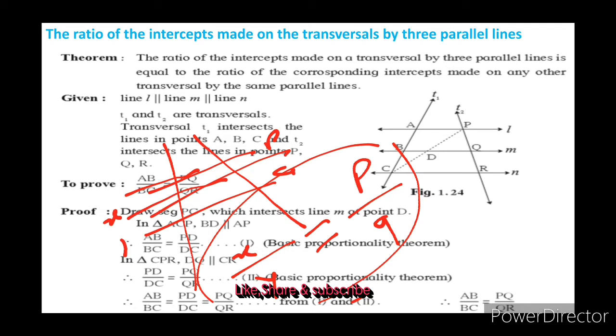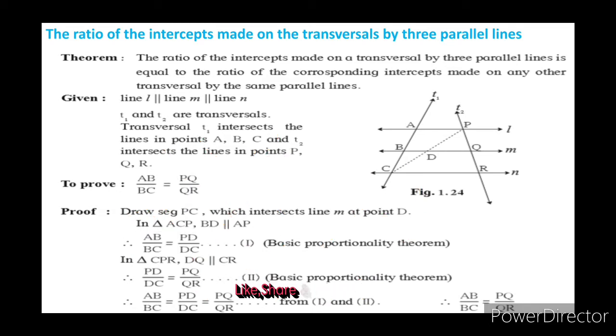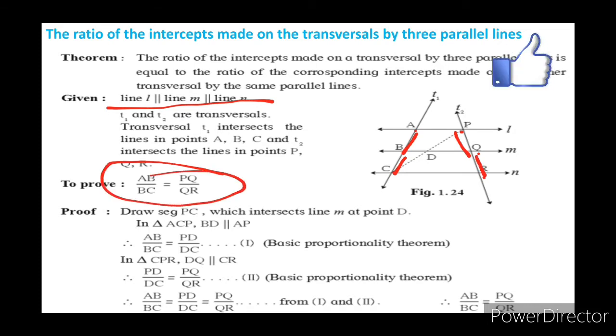So now let's see the proof of the statement. Firstly, let's see what is given. There are three parallel lines, that is l, m, n are parallel lines, and t1 and t2 are the transversals of these. All these points are given. Now t1 intersects at points A, B, C and t2 intersects at P, Q, R. So आपको एक given दिया हुआ है. Now आपको prove क्या करना है, that is AB upon BC equal to PQ upon QR. ये आपको prove करना है. That is our proof. So how to prove that?